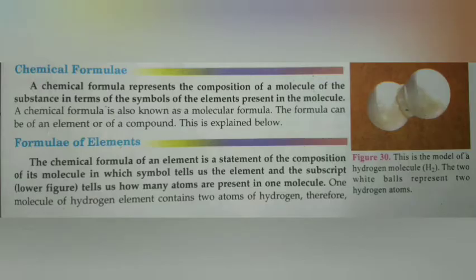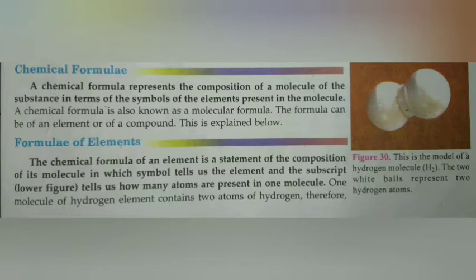In this video of class 9th, chapter Atoms and Molecules, we are going to study the topic chemical formula. A chemical formula represents the composition of a molecule of a substance in terms of the symbols of elements present in the molecule. This can be of any element or any compound. A chemical formula is also known as the molecular formula.